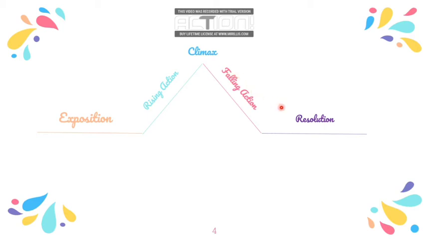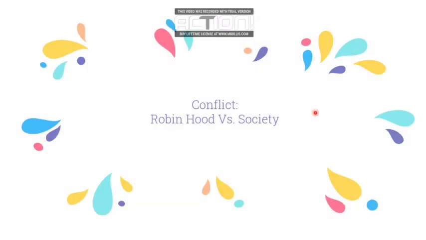And then the last is resolution. In the resolution here, the young man and the young girl were married, and they returned to the forest happily. Also in this story there is a conflict, which is Robin Hood versus society. Why? Because in this story, Robin Hood helped a young man to get his love again.